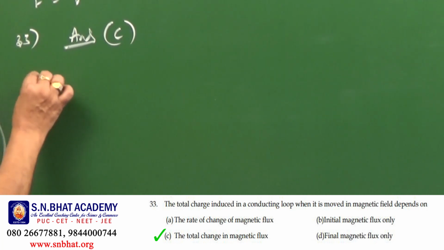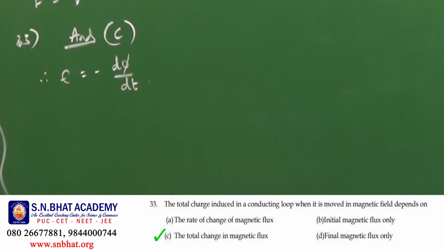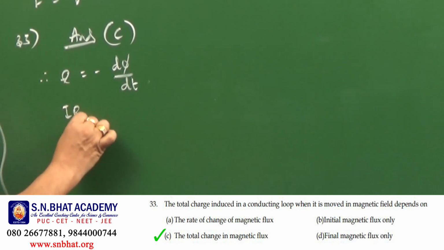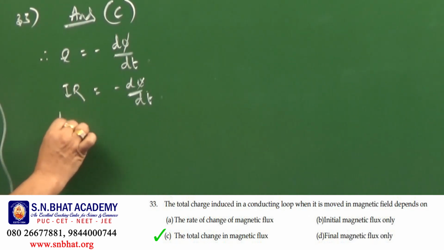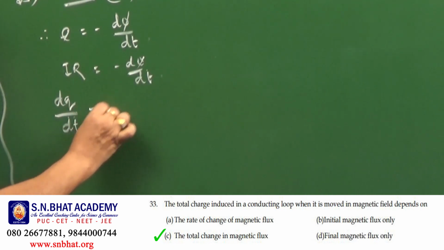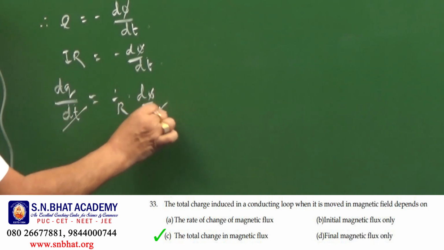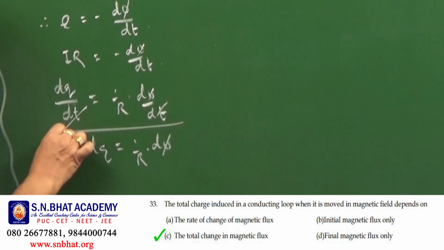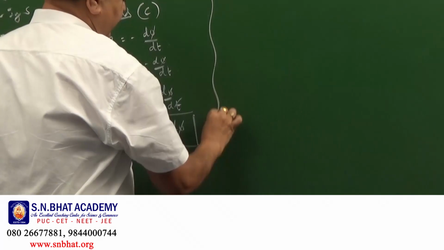According to Faraday's law of electromagnetic induction, E is equal to minus d phi by dt. And you know that this E is nothing but V, equal to I into R, that is equal to minus d phi by dt. Your I is equal to dq by dt, which is equal to 1 by R into d phi by dt. The dt gets cancelled. Therefore, it depends on the total change of magnetic flux, and the answer is C.